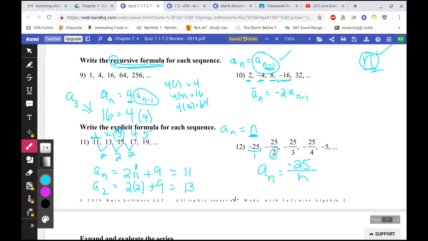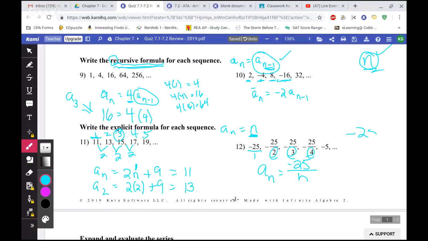You cut out again, Miss Sparks. I can't hear you. 25 over 5 reduces to that, right? Yes, ma'am. Would you be able to see that one? Probably not.